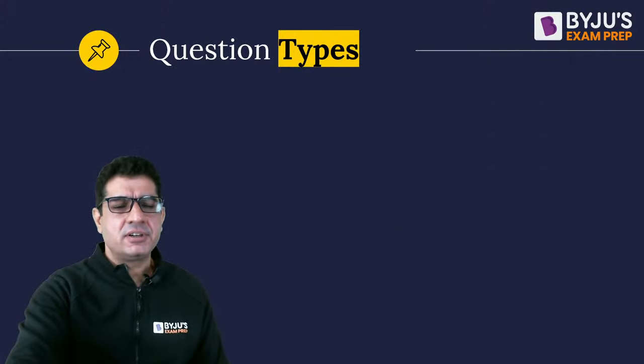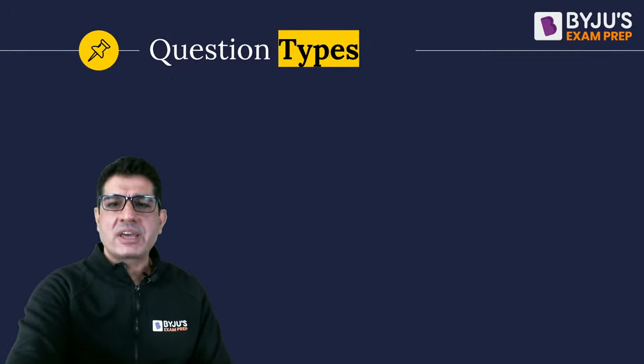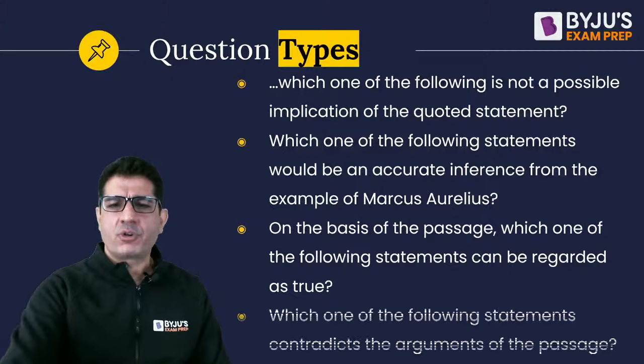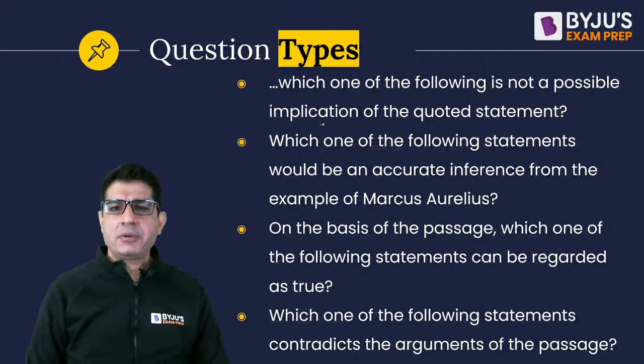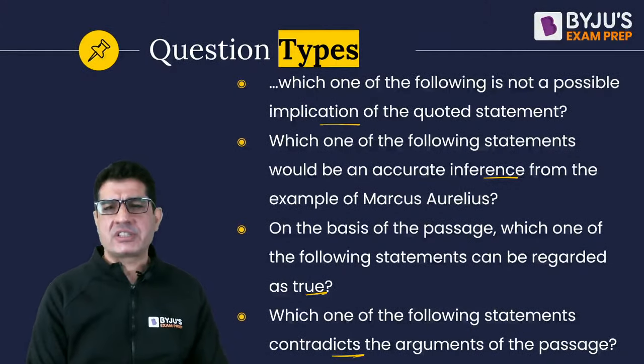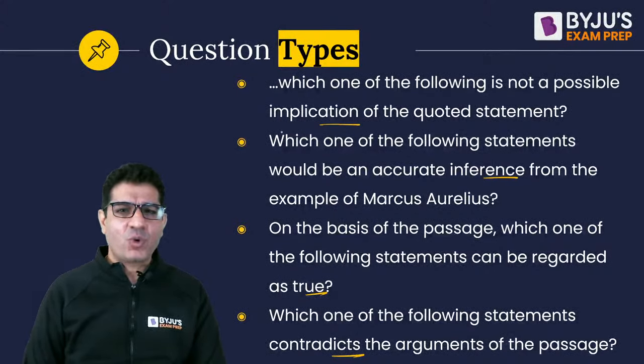And thereafter, if I take you through some more question types, look at this, or this, or this, or this. Notice implication, inference, which one of the following is true, which one of the following contradicts the arguments of the passage. In fact, even the previous 2 question stems that I shared, they belong to more or less the same category. So what is special about these question types?